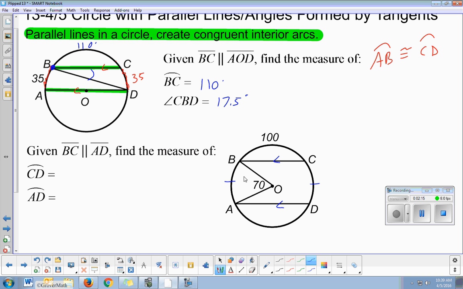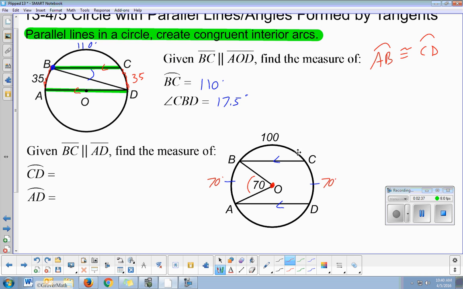And, sometimes I just jump right into the problem without even seeing what it's asking for here, because things stand out to me. I'm given this angle of 70 degrees. I see it's at the center, so it's a central angle. That means that this arc is 70 degrees. And that's one of my interior arcs. That means my other interior arc is 70 degrees.